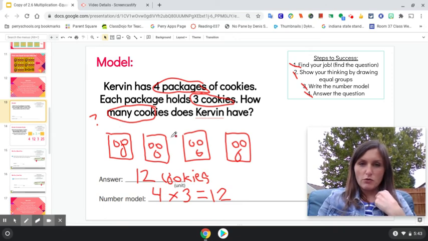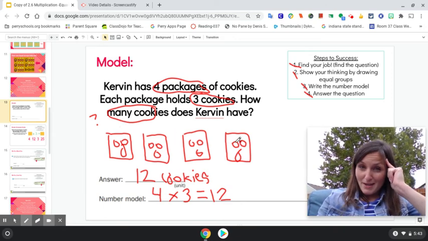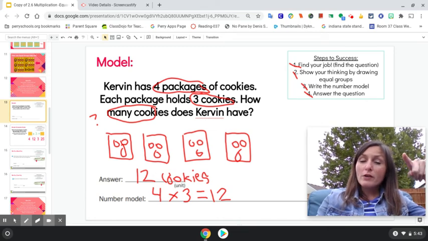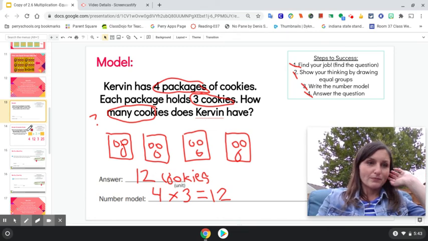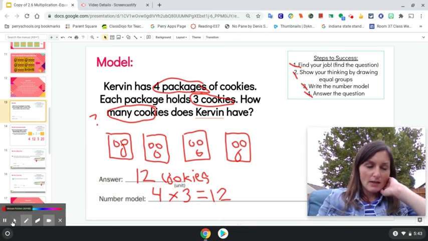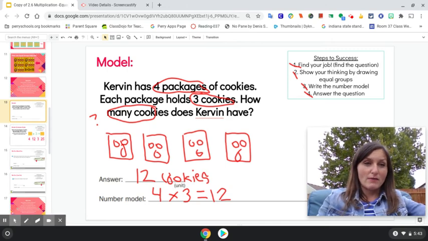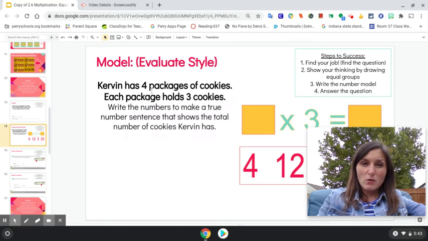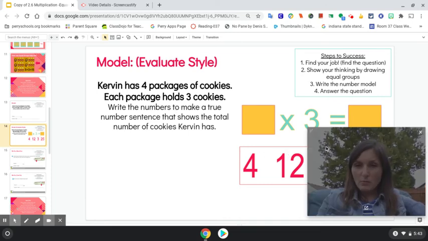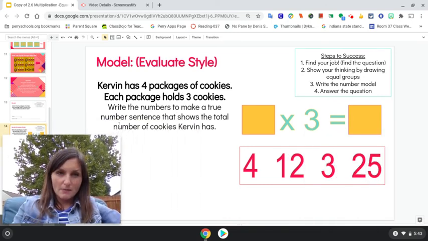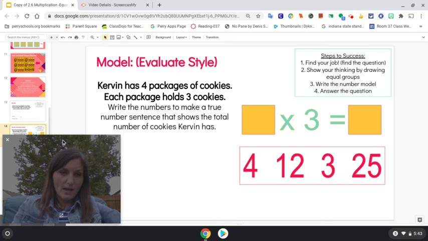Make sure you draw your equal groups. But I want you to make a connection right now. We're going to be taking Evaluate very soon. And I want you to notice that this is actually very similar to a problem you're going to see on Evaluate. Taking the same question that Curvin has 4 packages of cookies and each package holds 3 cookies. Well, on Evaluate, they would make it look kind of like this. Write the numbers to make a true number sentence that shows the total number of cookies Curvin has.